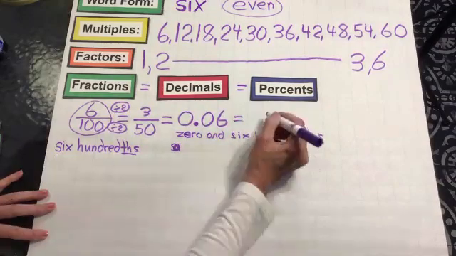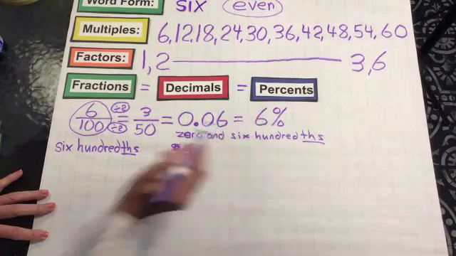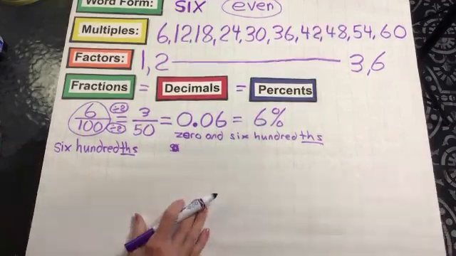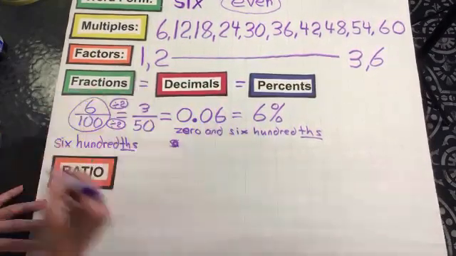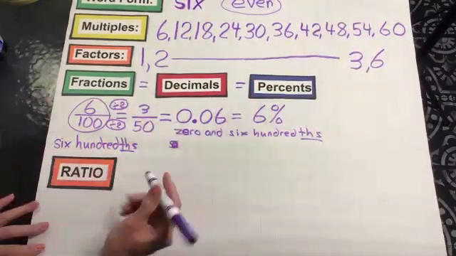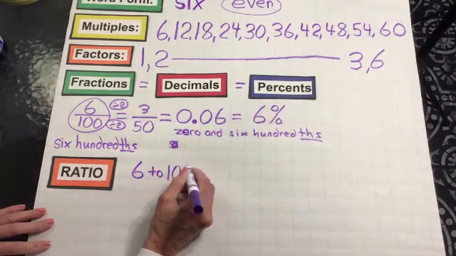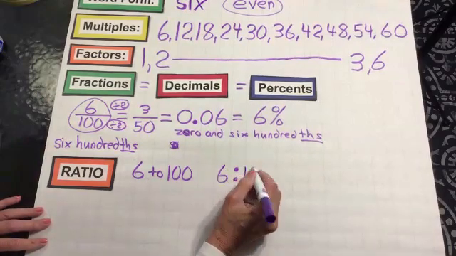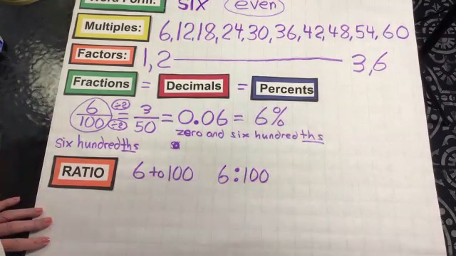So here we are at the store again, and they're offering 6% off of every item, which would be 6 cents off of every dollar. Good job. Let's move on to ratio. Again, ratio is all about comparison, and we're just following our pattern here of fractions, decimals, percents. Ratios go right along with that. So 6 to 100, and 6:100. Very similar to the fraction 6 out of 100.